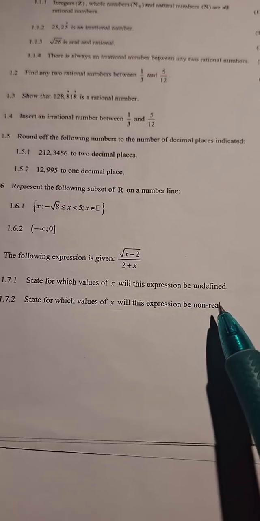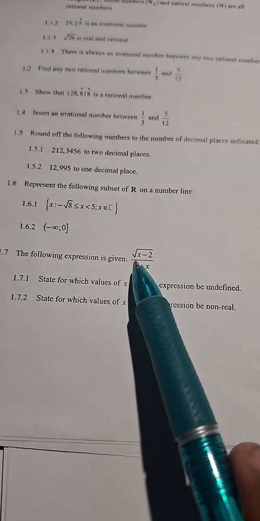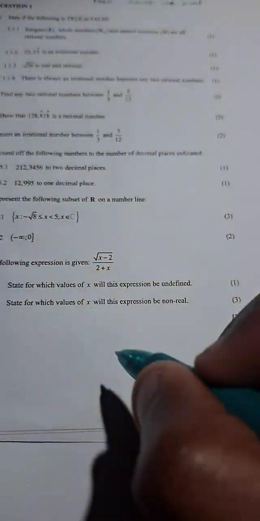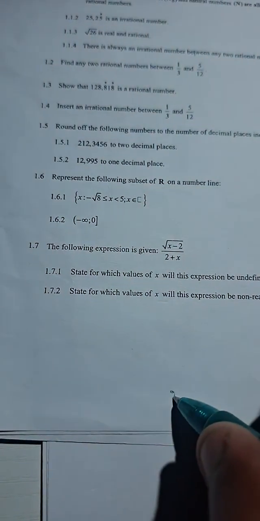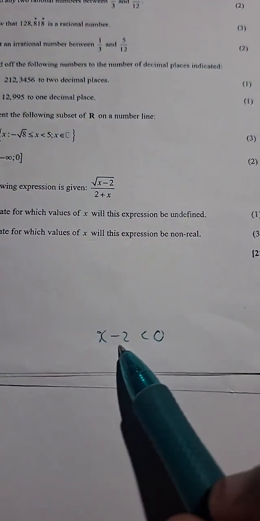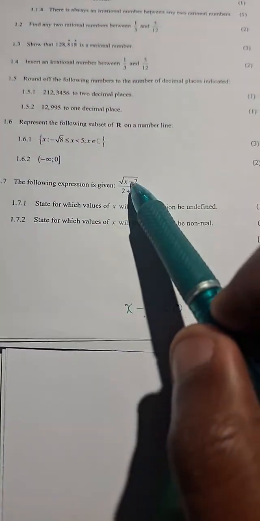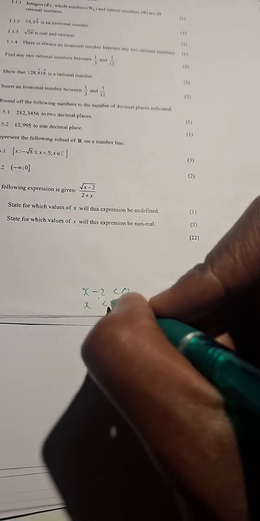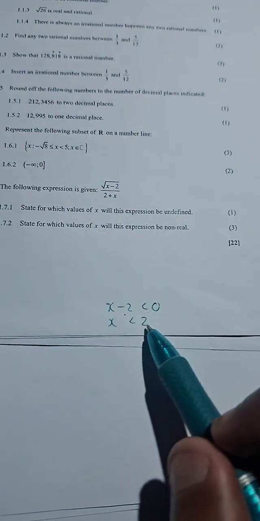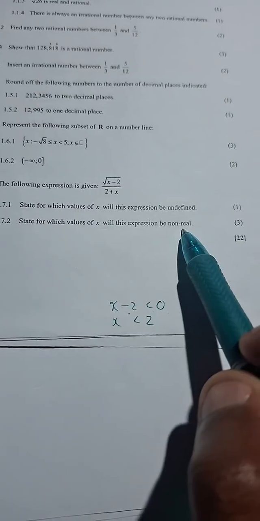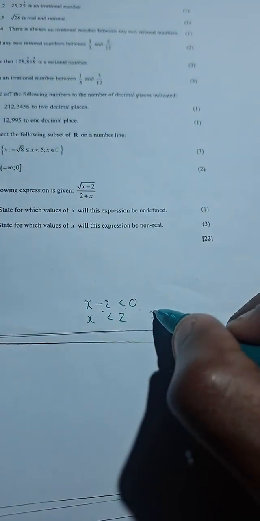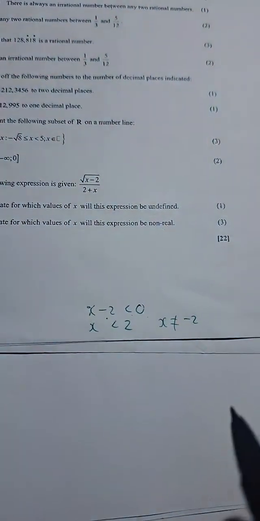State for which values of x will this expression be non-real. You need to understand that when we say non-real, we are looking at the expression underneath the square root. And specifically, we are interested that that expression is less than 0. Because if that expression is less than 0, we know the value of x would make the entire expression become something that is negative. So then we can solve this inequality. Okay, so any value that is less than 2 will lead to this expression being non-real. Where of course x cannot be -2.